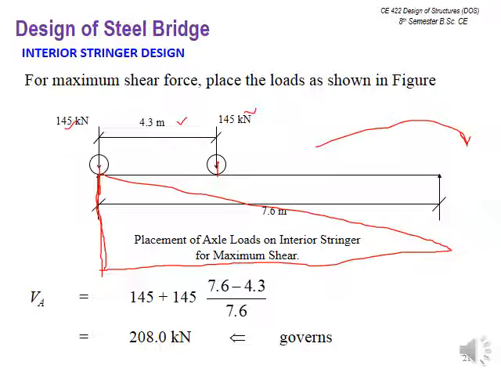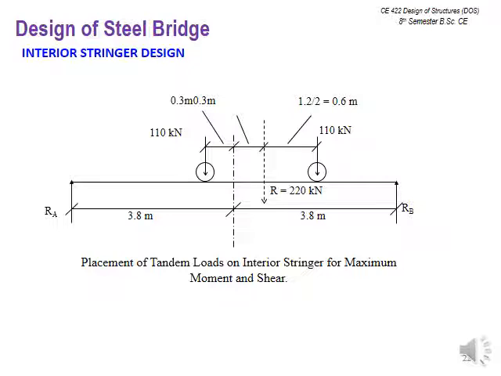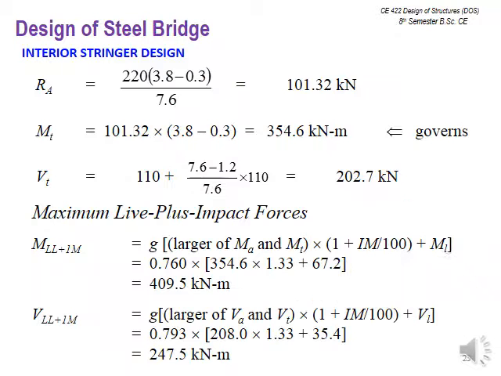From the axle and tandem, 1 needs to be selected. The larger one for the shear is this axle load. Then comes the tandem load, 110 kilonewton, with internal distance 1.8, and you can put it anywhere in between and get the maximum effect. From the tandem it is 354.6 kilonewton meter for moment, and for shear it is 202.7. Out of tandem and axle, for shear and moment, you take the maximum effect.